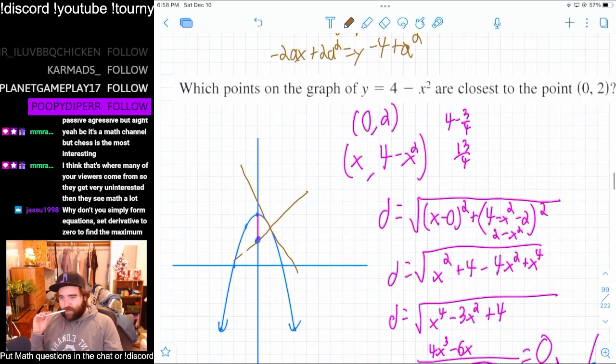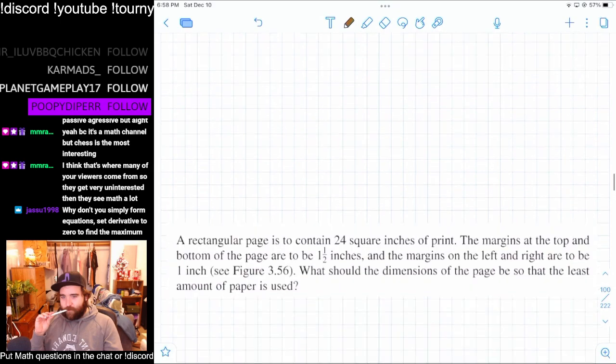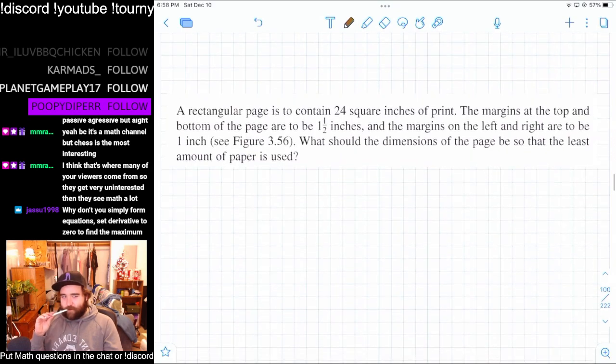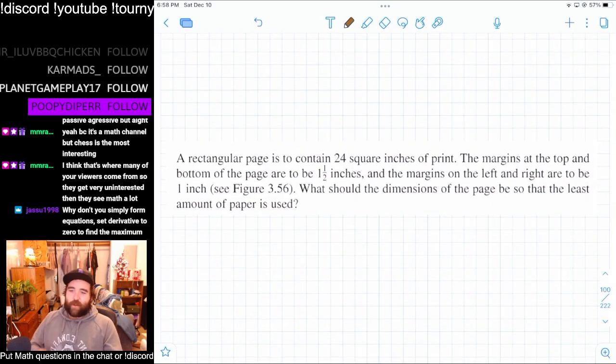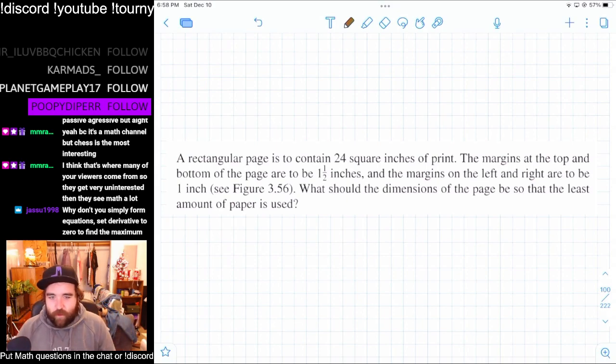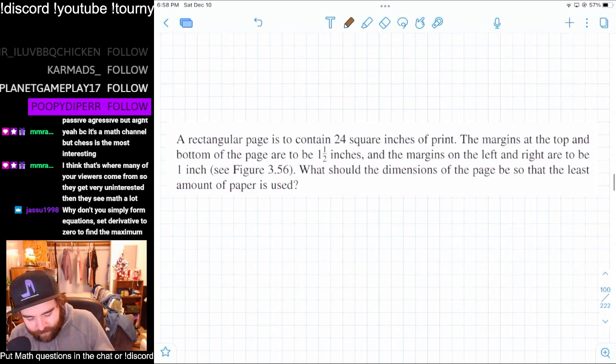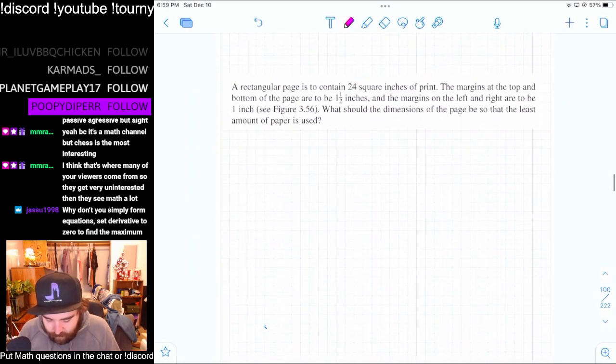Alright, maybe I'll just not think about that. Let's go to the next one. A rectangular page is to contain 24 square inches of print. The margins at the top and the bottom of the page are to be 1.5 inches, and the margins on the left and the right are to be 1 inch. What should the dimensions of the page be so that the least amount of paper is used? I'm definitely going to have to come back to that last problem. I'm not going to feel okay just leaving that there.